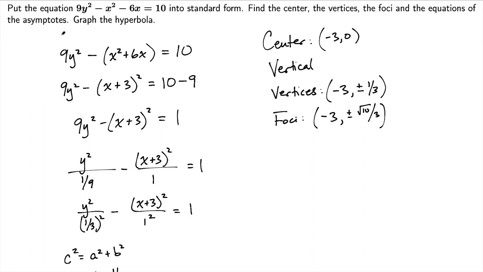For the equations of the asymptotes, we know that both of our asymptotes go through this point, the center. And we know that the slopes are plus or minus b over a. So let me go write this. Slope is plus or minus, b is 1/3, over a, which is 1. Okay. So our slopes are plus or minus 1/3.